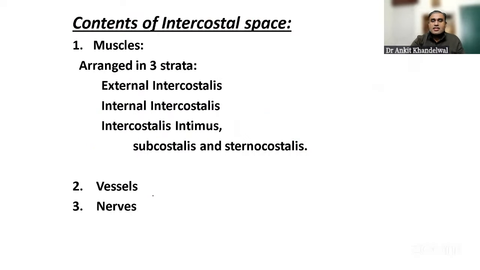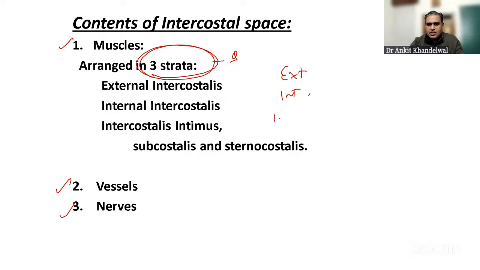Now, what is inside the intercostal spaces? As I told, we have the muscles and the neurovascular bundles, nerves and vessels. Muscles are arranged in three strata. You can't miss this question. From outside to inside, you have the external intercostal, internal intercostal, and innermost intercostal. This innermost is a bit complicated, and in the innermost we have three subparts.